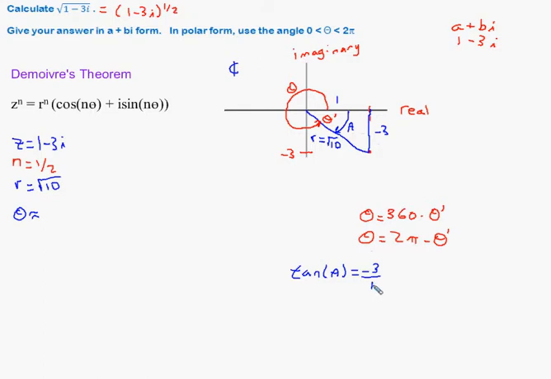I'm not a human calculator, so I'm going to use my calculator for this. To solve it, I need to take the inverse tangent of both sides. If I take the inverse tangent of the left-hand side, I get A. Since I took the inverse tangent of the left-hand side, I have to take the inverse tangent of the right-hand side, and my calculator is going to give me an approximate answer. Let me switch to my calculator.